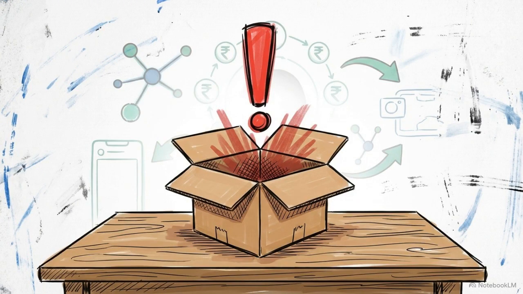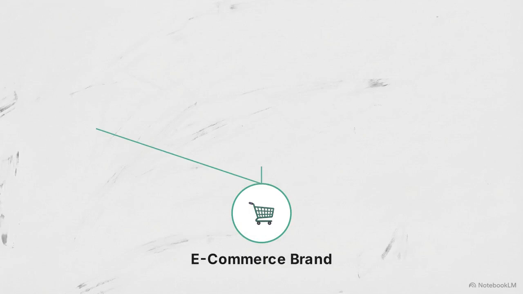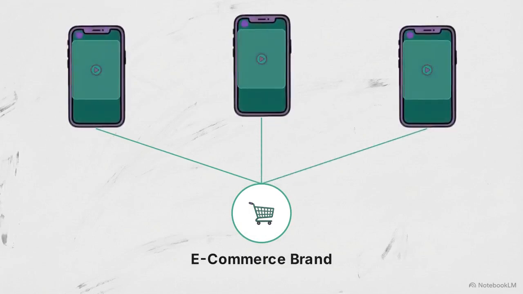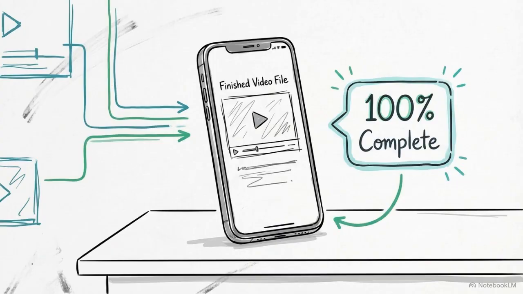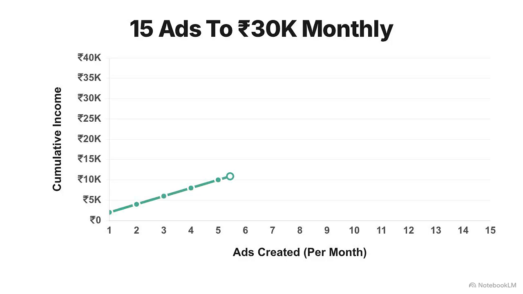The reason this is a business is because of a specific problem. E-commerce brands and dropshippers need user-generated content, or UGC, to sell products on social media. But organizing a traditional shoot with a real model and crew is expensive and slow. By using AI, we can provide those brands with the videos they need in minutes instead of days. At a rate of 2000 rupees per ad, creating just 15 of these a month creates a scalable income stream. Here is exactly how to do it.